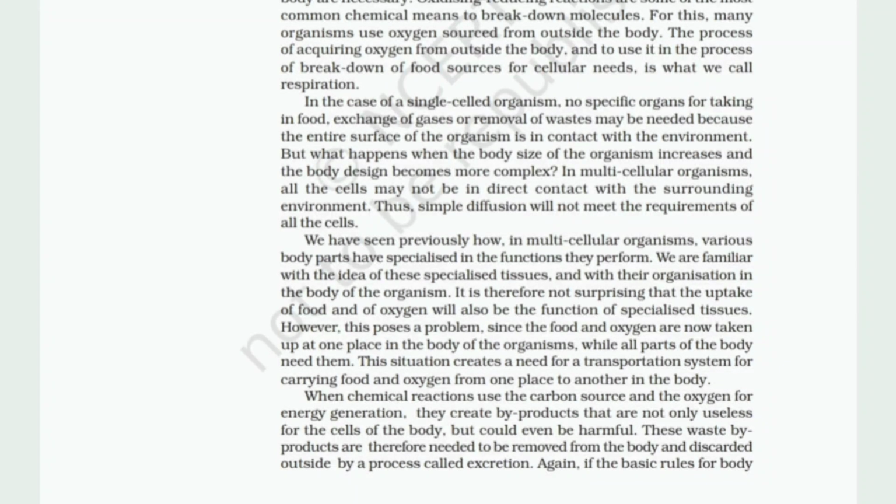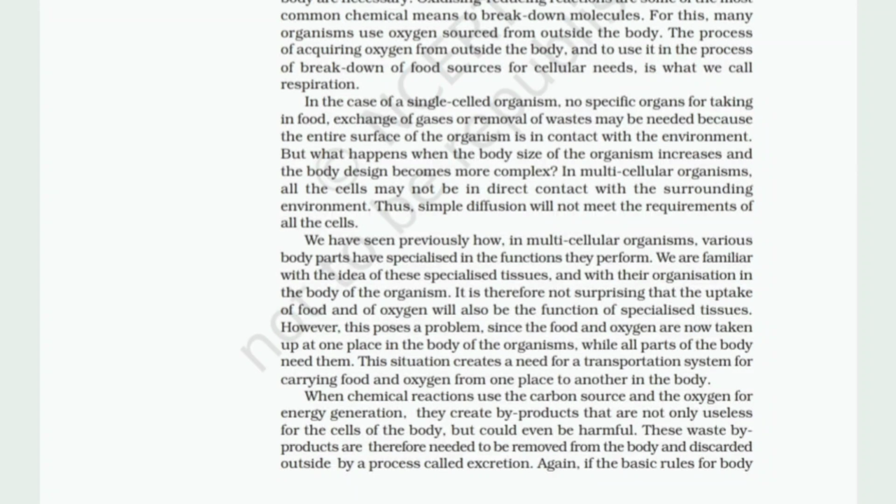We are familiar with the idea of these specialized tissues, and with their organization in the body of the organism. It is therefore not surprising that the uptake of food and of oxygen will also be the function of specialized tissues. However, this poses a problem, since the food and oxygen are now taken up at one place in the body of the organisms, while all parts of the body need them.